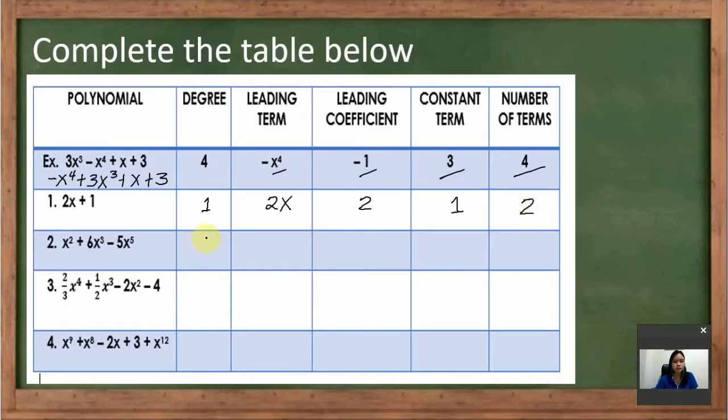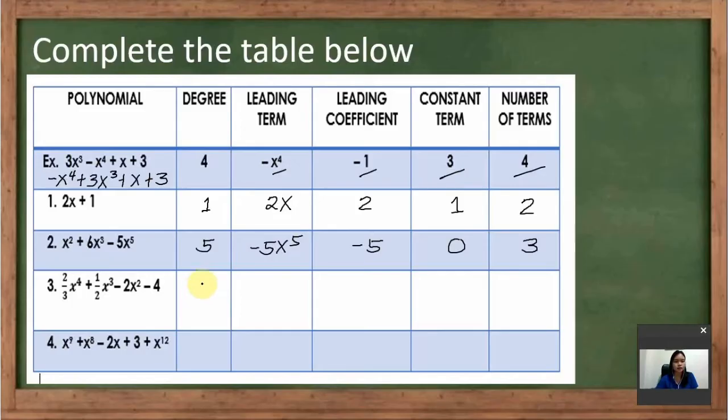Next number, we have x squared plus 6x cubed minus 5x raised to 5. What is the degree? Okay, that is right. We have 5. The leading term is negative 5x raised to 5. The leading coefficient is negative 5. The constant term is 0 since there is no term with no variable. And then the number of terms is 3.